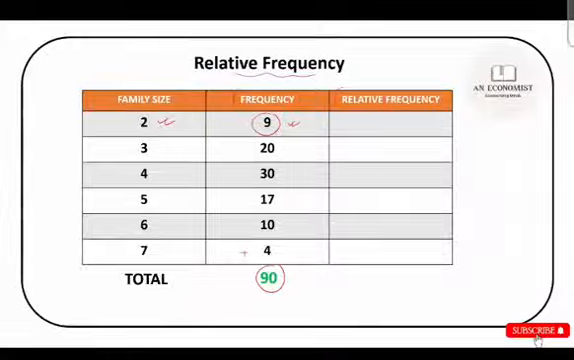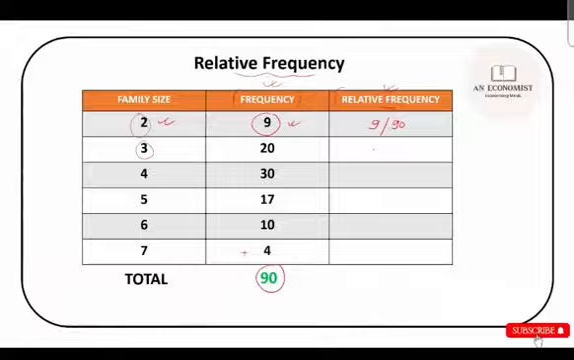So frequency represents the absolute value. For family size 2 you will have 9 families here. But what about relative frequency? Relative frequency will tell you that there are 9 families out of 90 families together, right? So in the relative sense you will know what is the frequency of this family size.